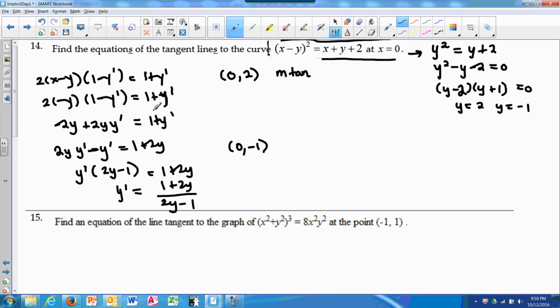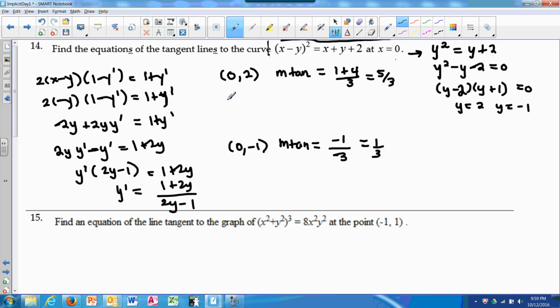So if x is 0, we already have the derivative, but we need to substitute in the y being 2. So the slope of the tangent is 1 plus 4, because 2 times 2 is 4, over 4 minus 1, which is 3. So 5/3. Similarly, for the other tangent line, using y equals negative 1, 1 minus 2 is negative 1 in the numerator. Negative 2 minus 1 is negative 3 in the denominator, and our slope is positive 1/3.